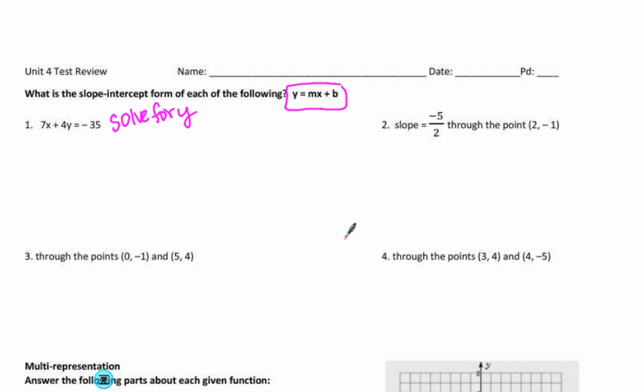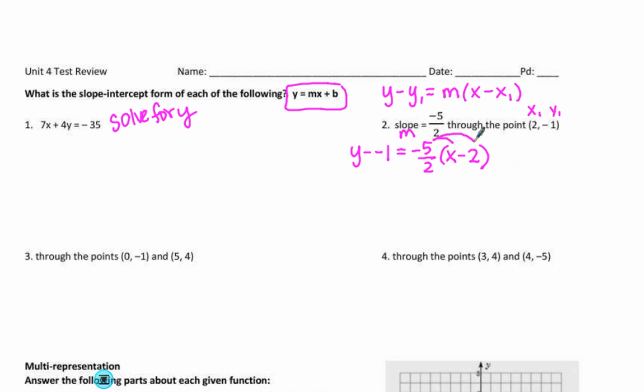Alright, here on number 2, you have to do this the old school way. We're going to use our formula y minus y1 equals m times x minus x1. This is m, this is x1, and this is y1. So I have y minus y1 equals m times x minus our x1 is 2. And then from here we distribute and solve. So I'm going to distribute on the right side first. So I would have y.